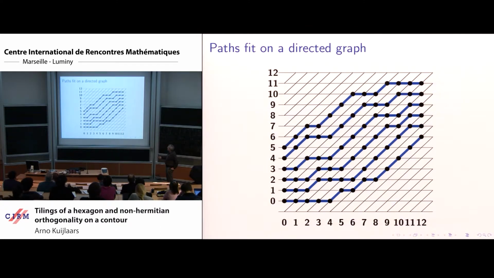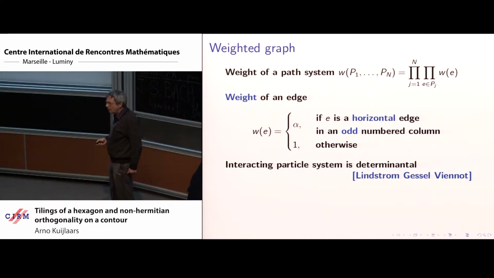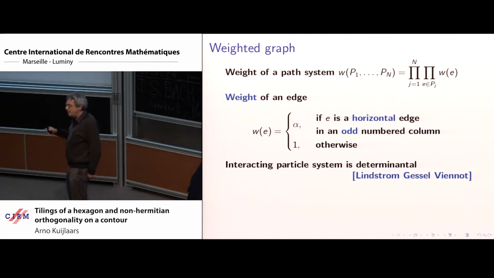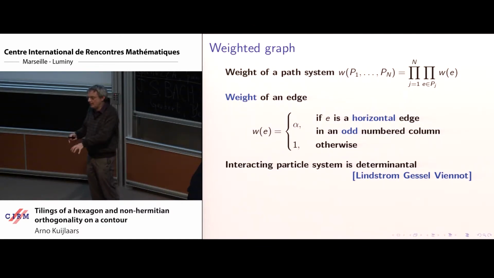So I can also now put my probabilities on the graph, right? So that's what I will do. If you give each edge a weight, depending on where it is in the graph. Actually, most edges will have weight 1, right? Except there's a weight alpha if the edge is a horizontal edge in an odd-numbered column, right? That exactly then corresponds to the tiles that are the square tiles in again an odd-numbered column.